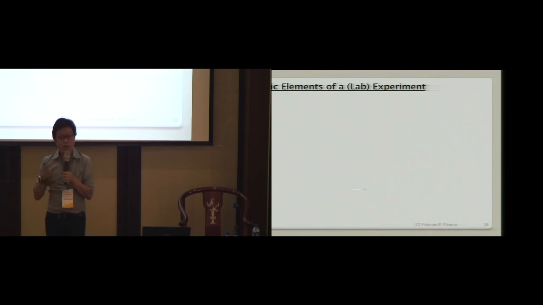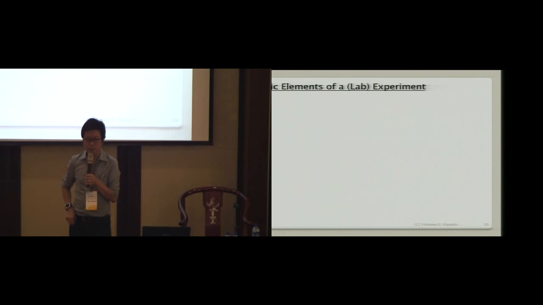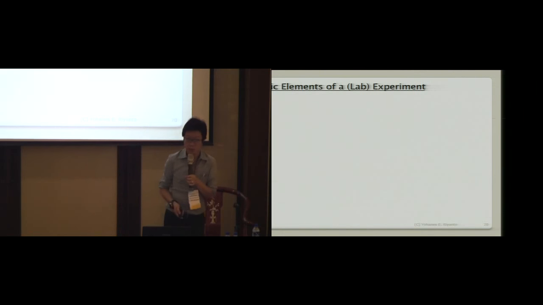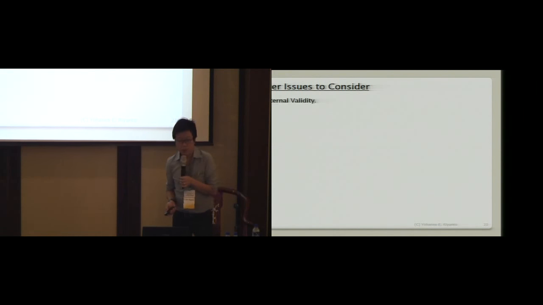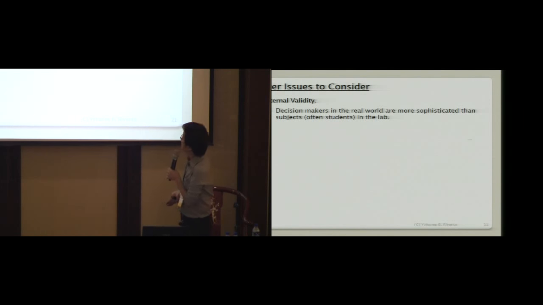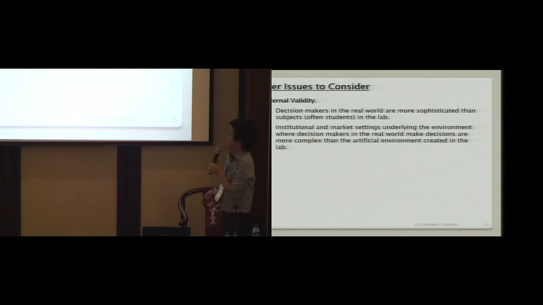So the question is, are you sure that behaviors exhibited in the experiments would mimic the behavior that you would observe in the real world? So that's the issue of external validity. But I think this issue of external validity is also the same problem that you face when you do a survey. Is there any external validity of your survey? To me, that's the same question that we have also in the experiment. Because decision makers in the real world are more sophisticated than subjects, often students in the lab. So the institutional and market settings underlying the environment where decision makers in the real world make decisions are more complex than the artificial environment created in the lab.